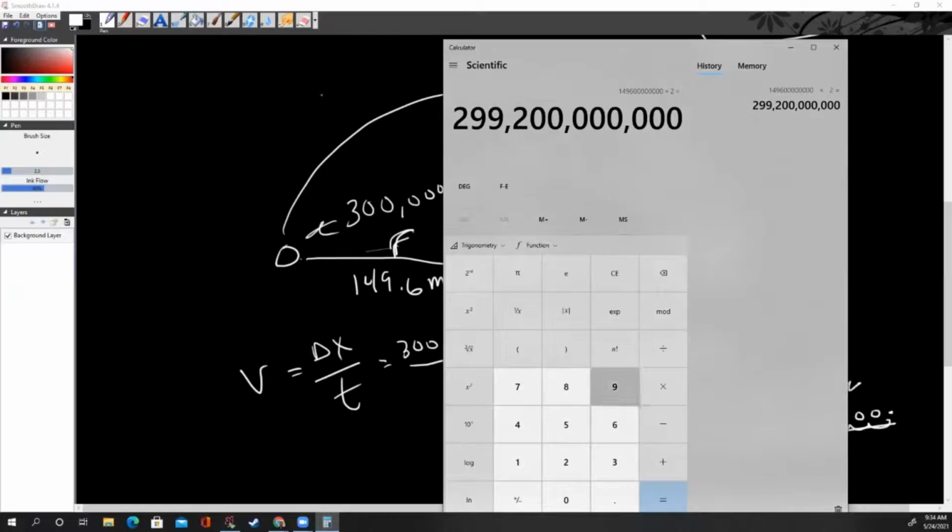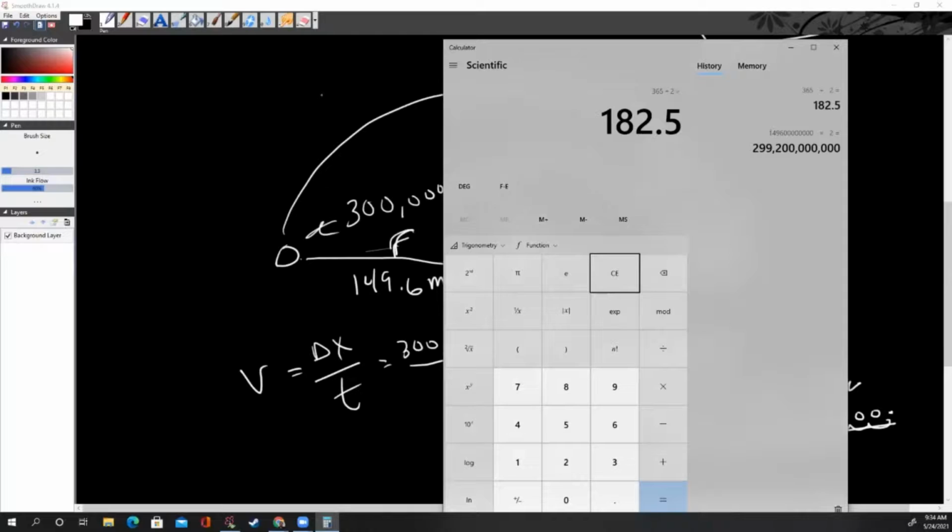There's different ways to calculate this. Let me show you one way to do it. There's 365 days in a year, but it only takes half a year to get all the way around. And that's how many days there are in half a year. Then we can times that by 24 hours. Cool. That's how many hours there are in half a year.